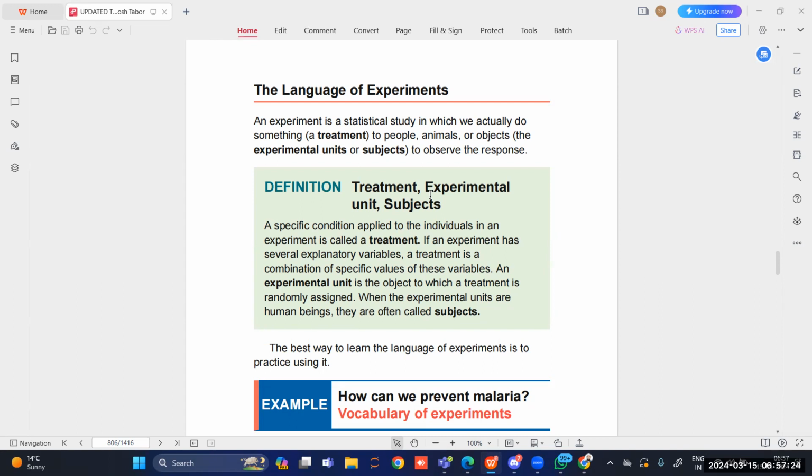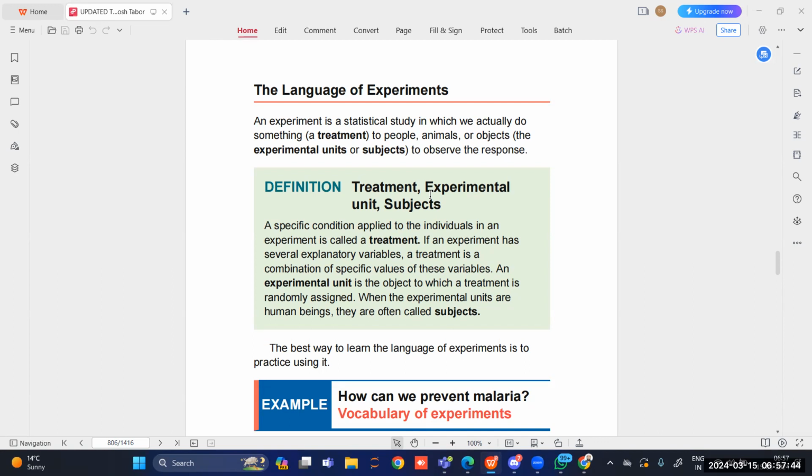If an experiment has several explanatory variables, a treatment is a combination of specific values of these variables. An experimental unit is the object to which the treatment is randomly assigned, meaning the individual, you can say generally. When the experimental units are human beings, they are often called subjects.